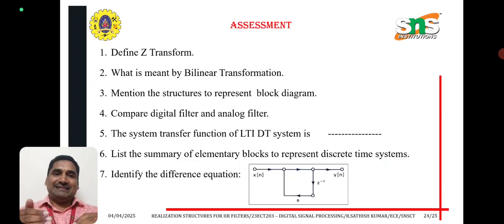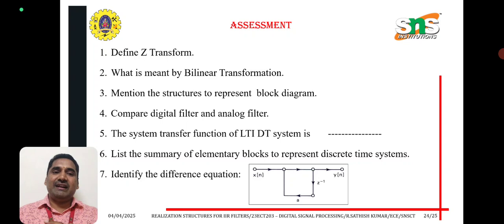Now we can see the assessment. Define Z transform. Z transform is used for the analysis of discrete time signals. It is very broad compared to discrete time Fourier transform. X of n and x of z form the transform pair. What is meant by bilinear transformation? Bilinear transformation is the conformal mapping where the imaginary axis of the S plane is mapped into the unit circle in the Z plane. Mention the structures to represent block diagram: direct form 1, direct form 2, cascade and parallel.